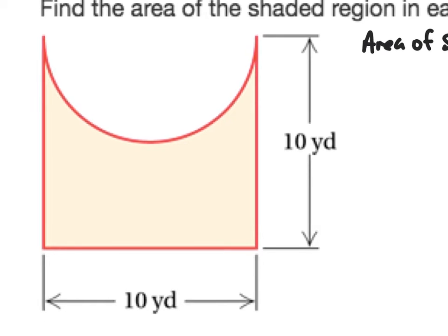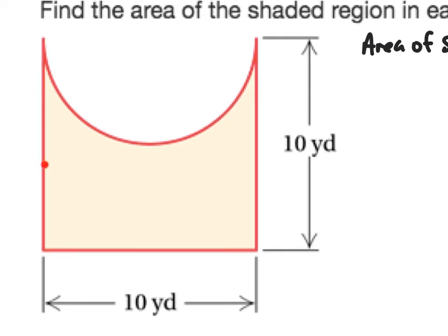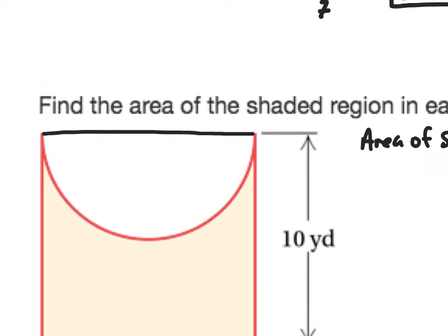Now, what I know is that if this is a square, all these lengths are 10. So even the length from here to here is 10, and I'm going to draw that length in. This length from here to here is also going to be 10 yards. That's also my diameter, so my radius would be half of that. It would be 5 yards, and this would be 5 yards.